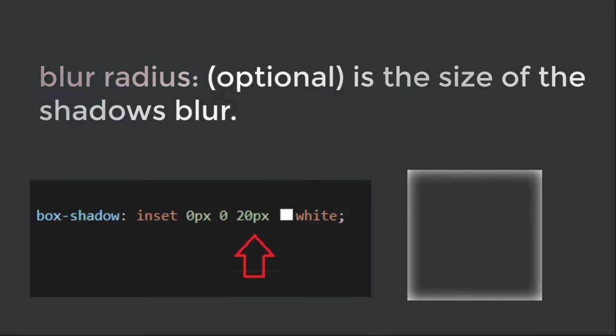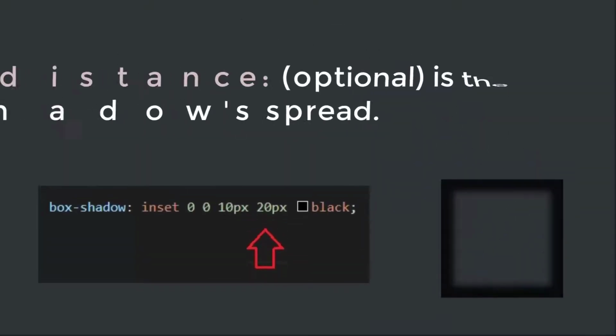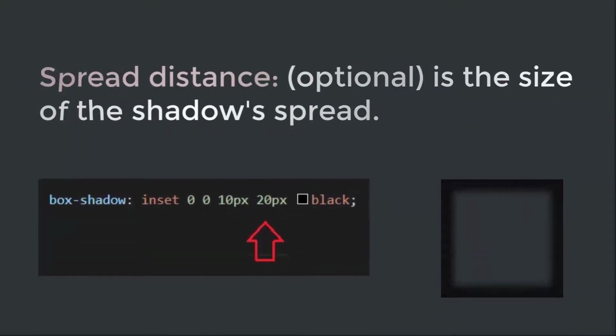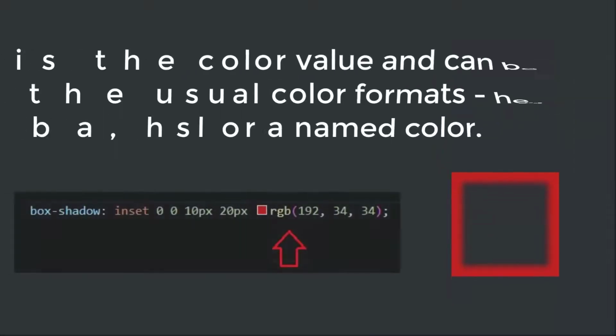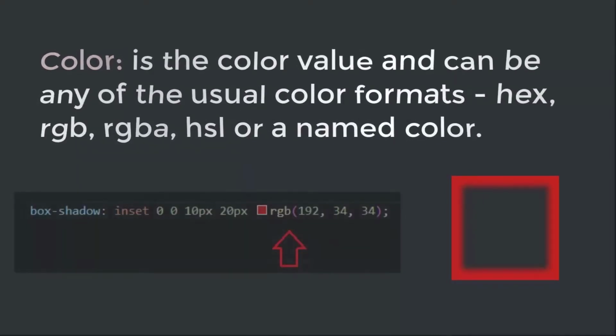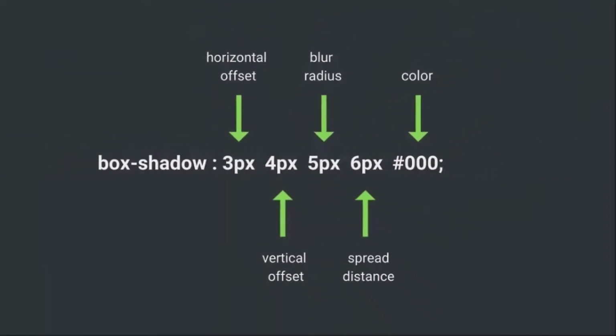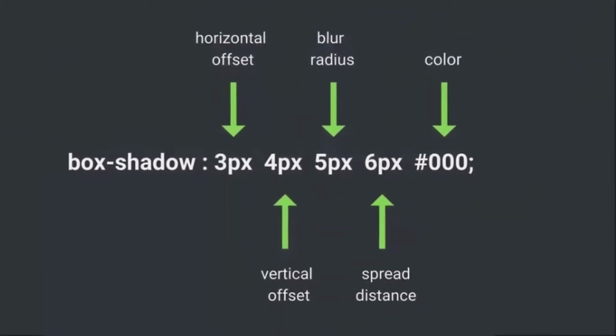Blur radius, optional, is the size of the shadow's blur. Spread distance, optional, is the size of the shadow's spread. Color is the color value and can be any of the usual color formats: hex, RGB, RGBA, HSL, or a named color. This is the structure of box shadow: horizontal offset, vertical offset, blur radius, color.